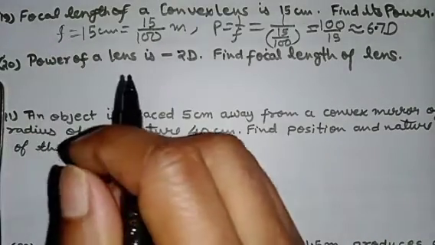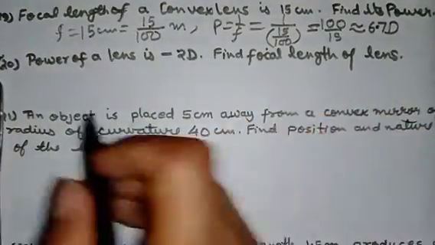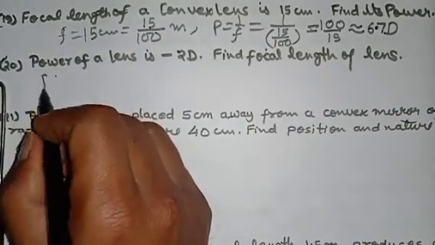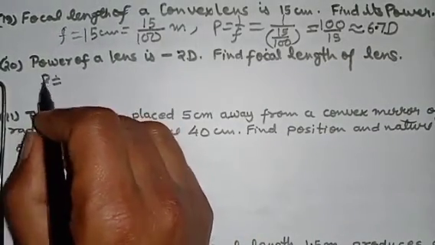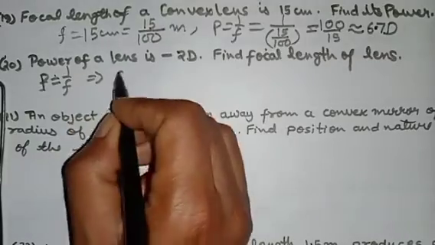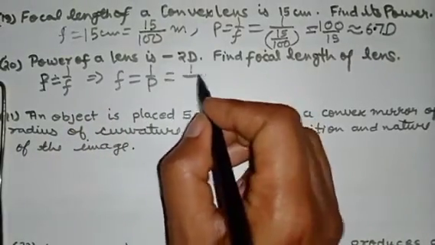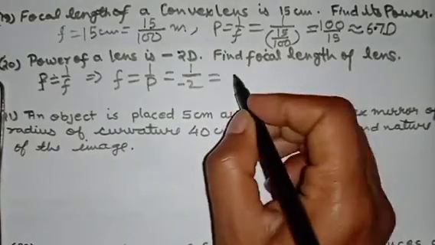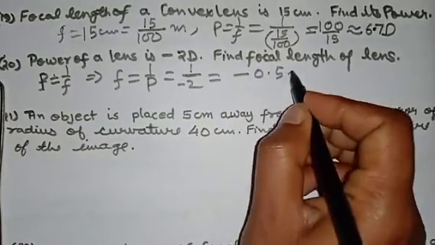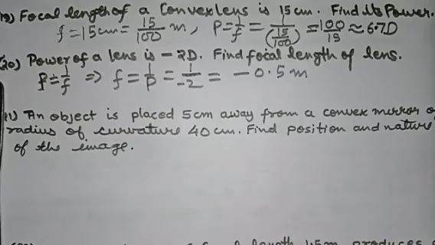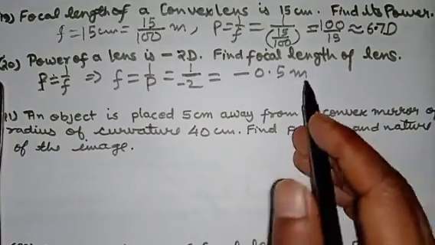The power of a lens is minus 2 diopter. Find the focal length. As we say, p equal to 1 upon f, so also f equal to 1 upon p. I will put minus with the value, and later on it will be minus 0.5 meter. Remember, when we convert from diopter, the answer will come out in meter.